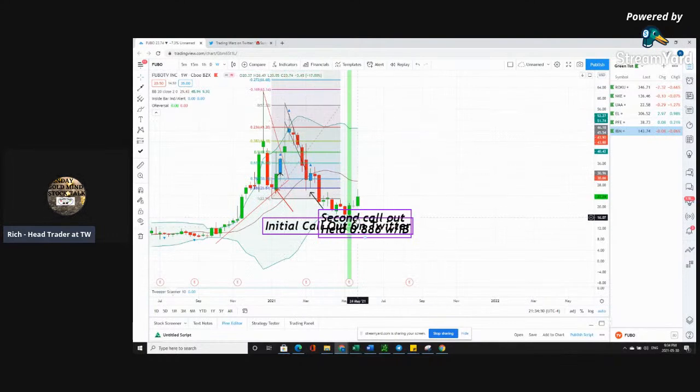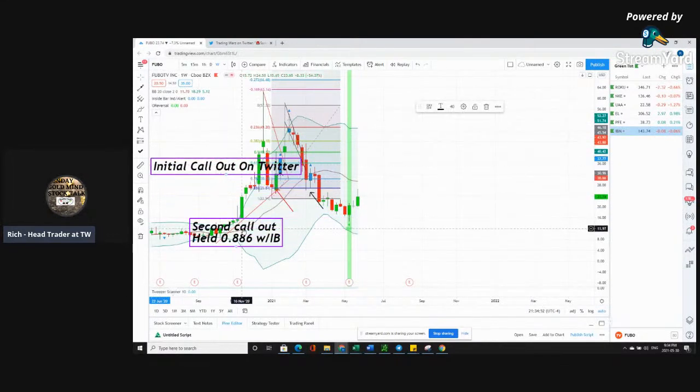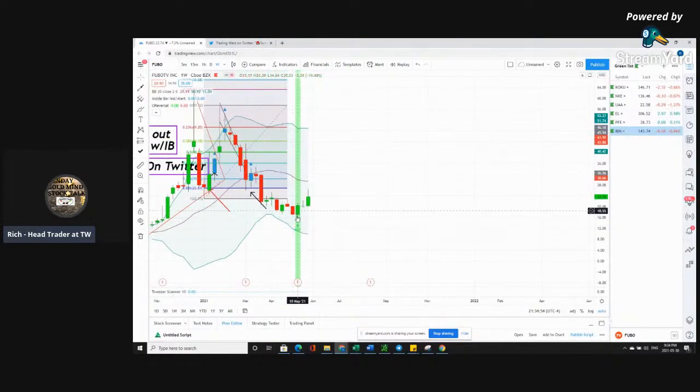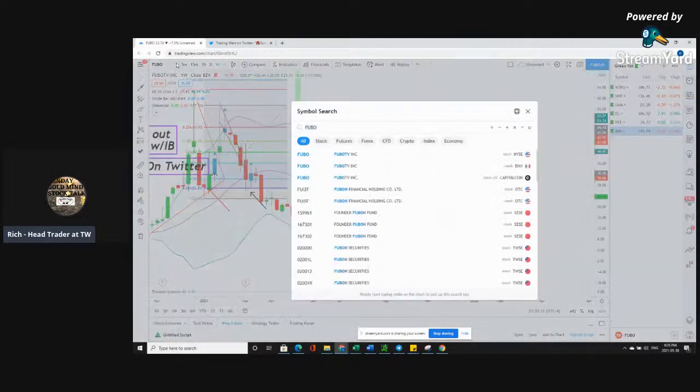Fubo. Oh my God. I'm just going to retire right here. Look at that. Outside bar. Outside bar at the bottom of Fubo. Let's see what we can get. 26% at the highs. Absolutely impeccable.